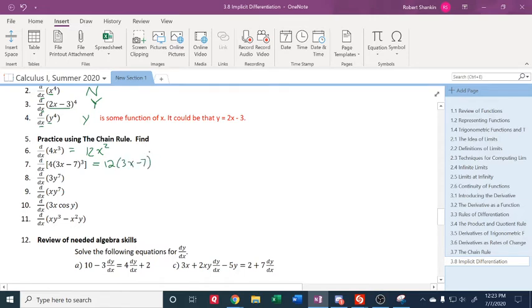3x minus 7 to the second. Then we have to chain on the derivative of the inner. The derivative of the inner is an extra 3. So then we get 36. 3x minus 7 to the second. All right, those two, hopefully you're very comfortable with those.